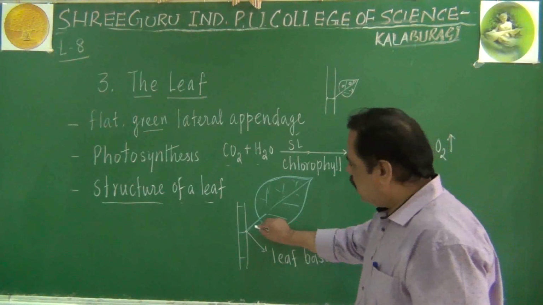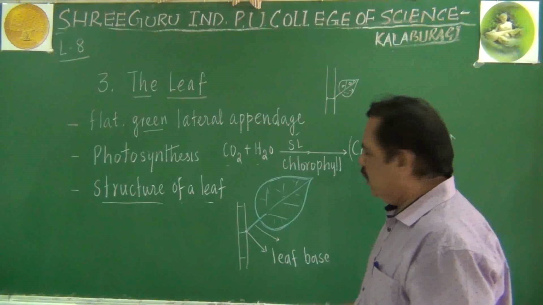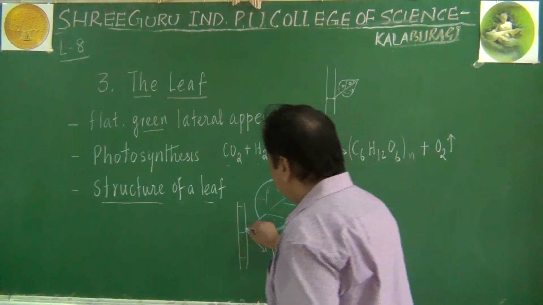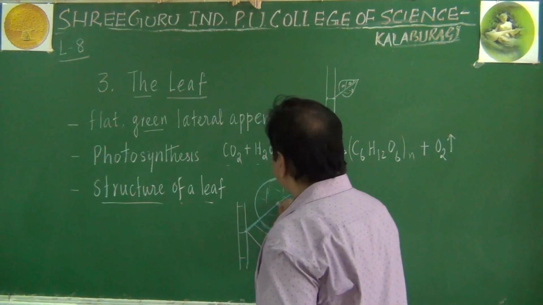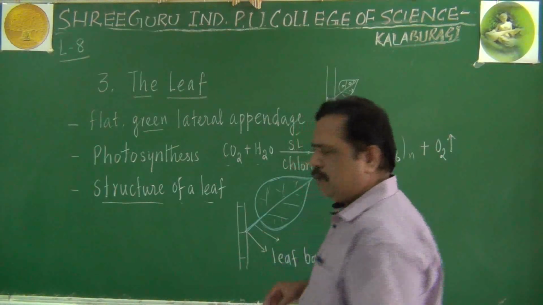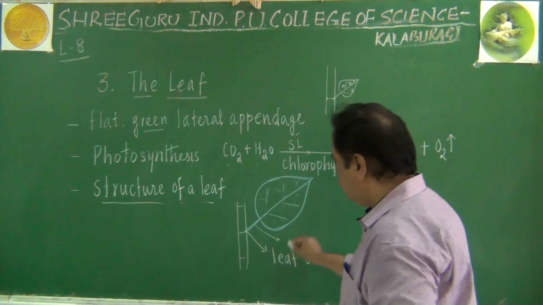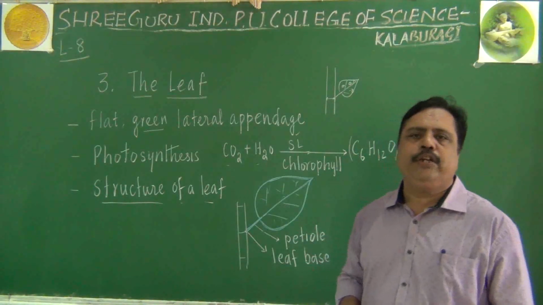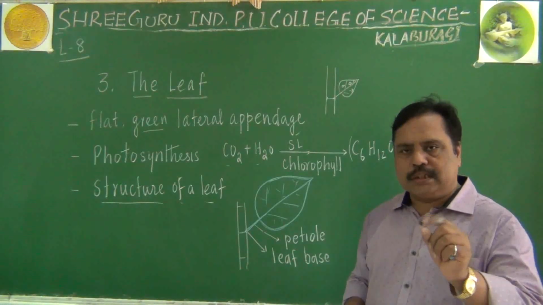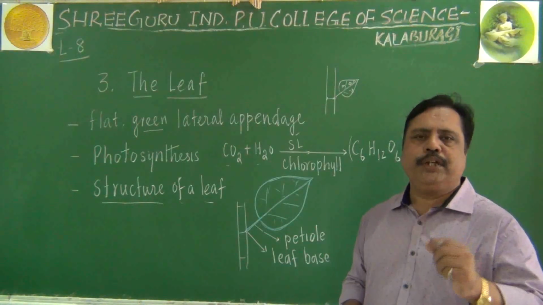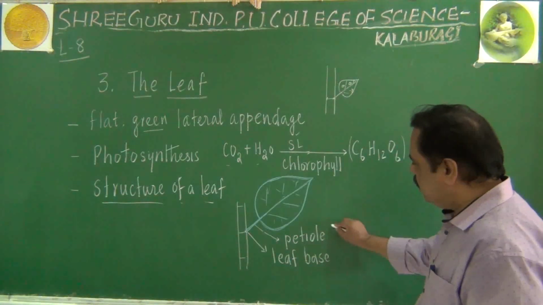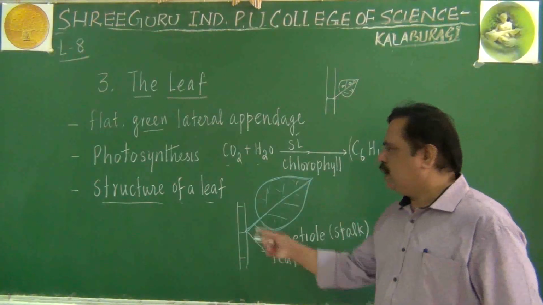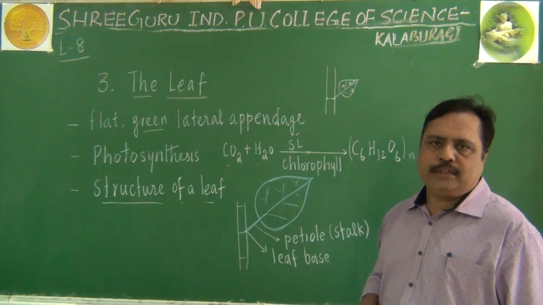There is a second part of the leaf also, that is the stalk-like structure, where the broad portion of the leaf is present. This stalk-like structure is known as the petiole. That is called the petiole of the leaf. Remember these words, in 1 mark it can be asked. What is a petiole? The stalk of the leaf is called the petiole. S-T-A-L-K I am writing.